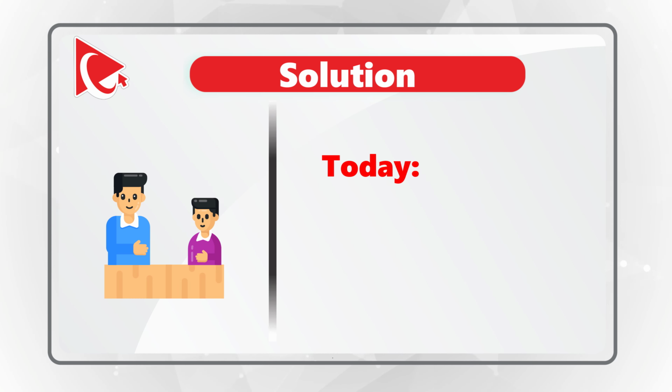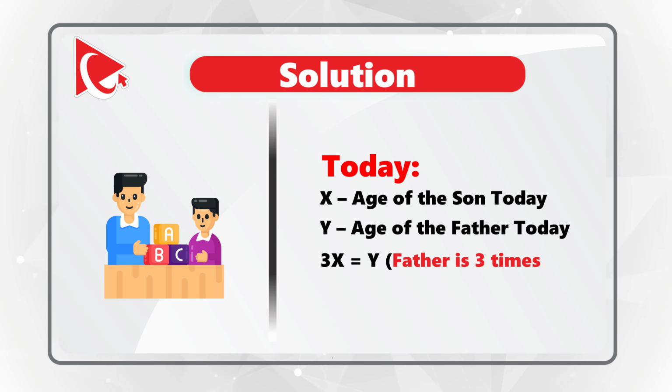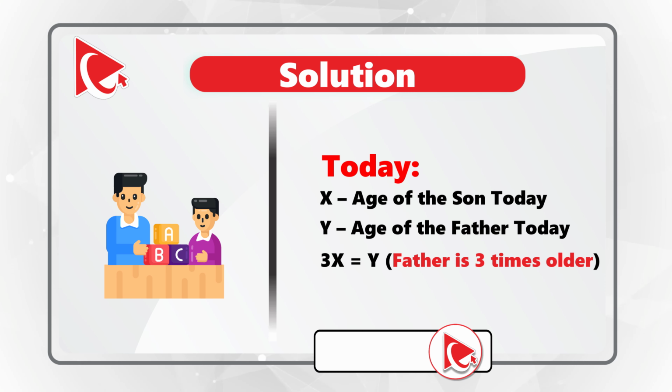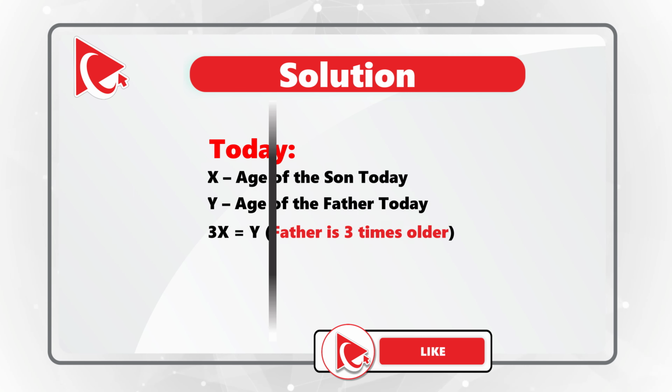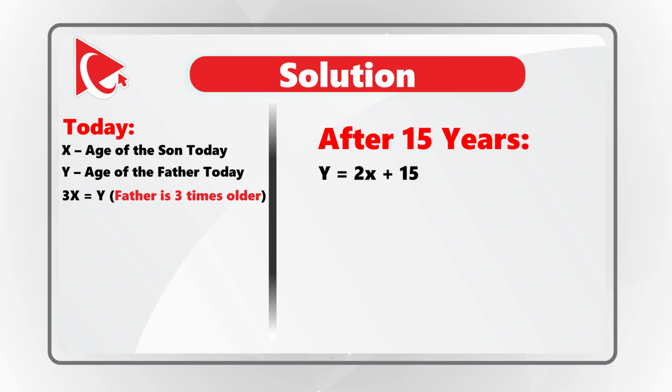Variable x will represent the age of the son today, and variable y will represent the father's age today. So our first formula is 3x equals y, which indicates that today the father is 3 times older than his son. After 15 years, our expression will be different. The new expression will be y equals 2x plus 15. Because in both cases y is the same, we can build a new expression: 3x equals 2x plus 15.